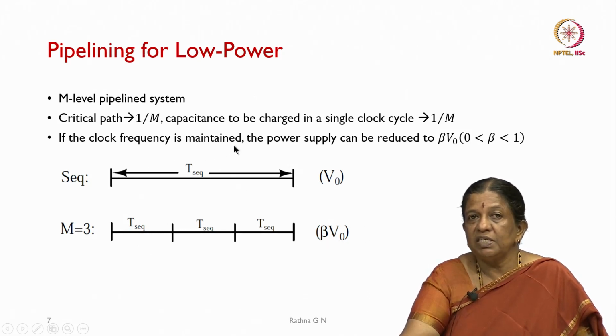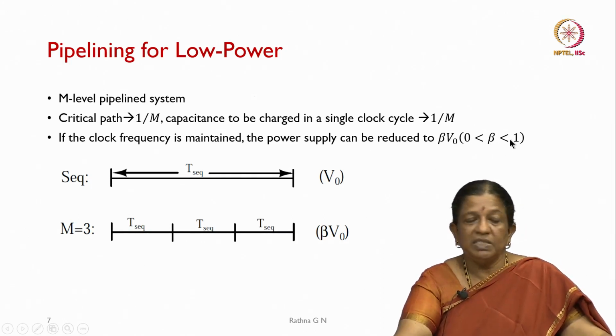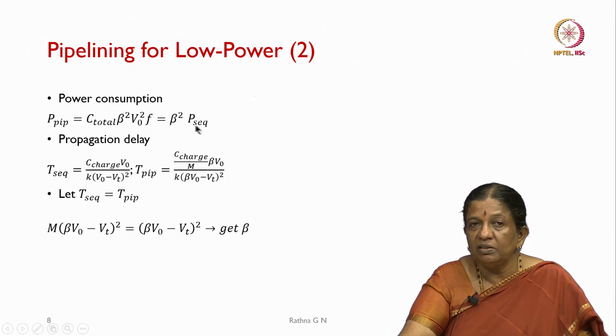If we maintain the same clock frequency, we say the power supply can be reduced to beta times V naught, where 0 is less than or equal to beta, which is less than 1. So, coming to low power continuation, the power consumption for pipelining is going to be C total into beta squared into V naught squared into the frequency, which is beta squared into P sequential.